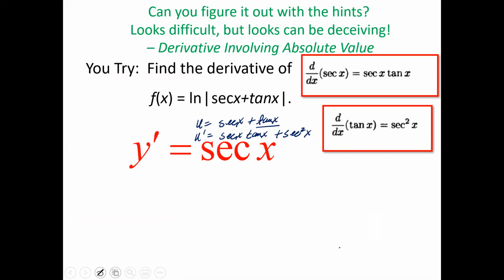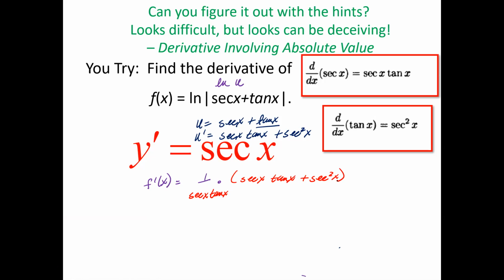So then if I were to go ahead and replace this with just ln u, f prime of x is going to be 1 over u times u prime. So then I'm going to replace the u in this situation with secant x plus tangent x. And I'm going to replace the u prime here, which is in the numerator, with secant x tangent x plus secant squared x.